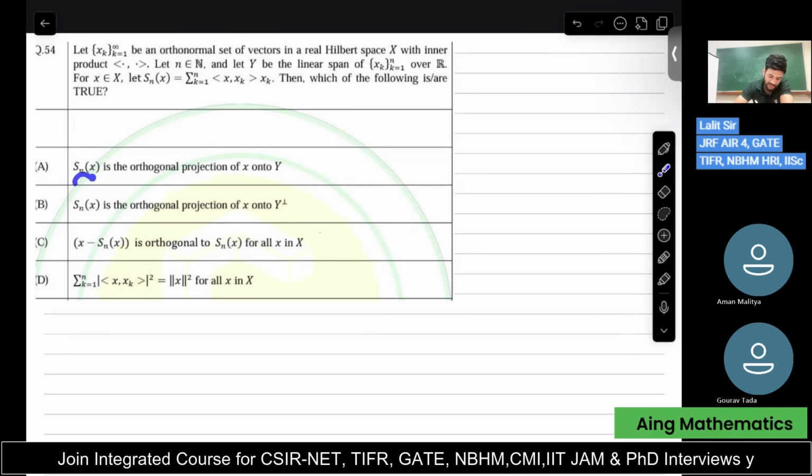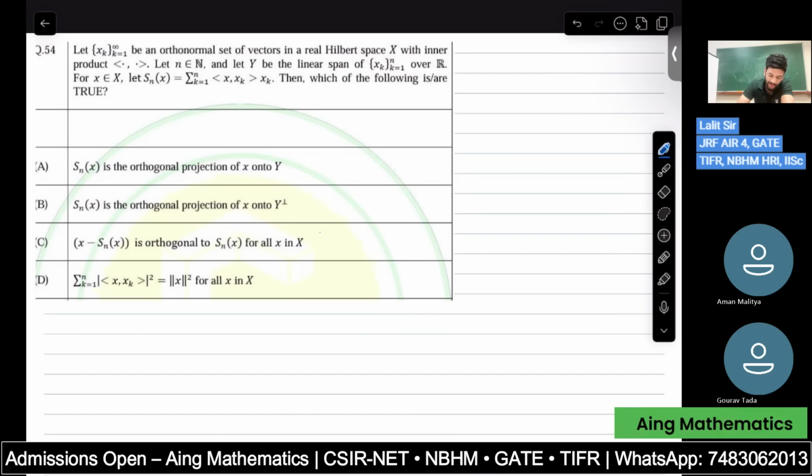Option A says that S_n x is the orthogonal projection of x onto Y. So I want to ask you, students, how do you know that some vector is the orthogonal projection of a given vector on some space? You have learned the theory already, right?